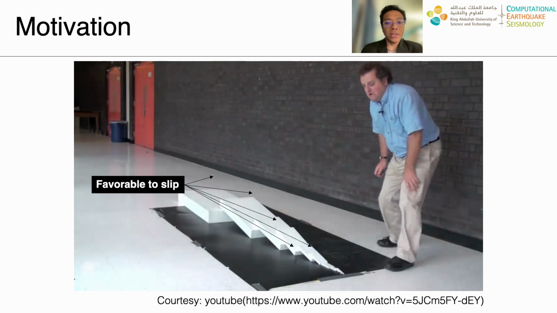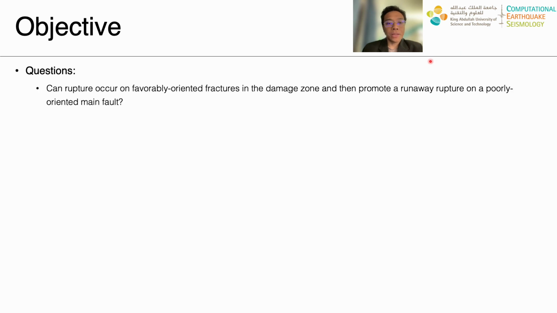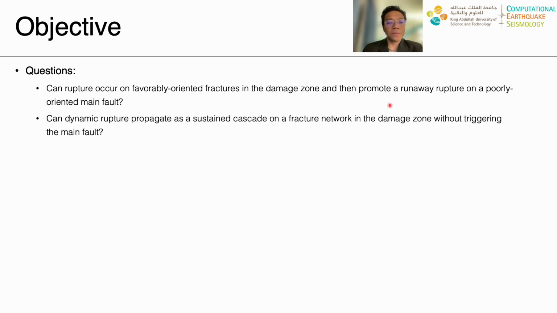Therefore, we conduct 3D dynamic rupture simulation among hundreds of connected multiscale fractures to capture the dynamics of the cascading rupture. Questions we want to answer are the following. Can rupture occur on a favorably oriented fracture in the damage zone and then promote a runaway rupture on a poorly oriented main fault? Can dynamic rupture propagate as a sustained cascade on a fracture network in the damage zone without triggering the main fault?